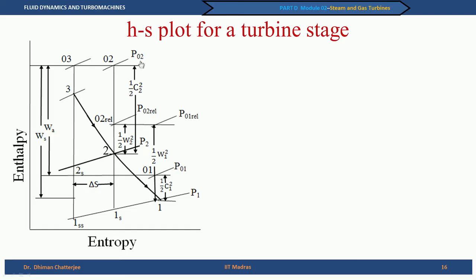For example, I can write that T 02 is equal to T 2 plus C 2 square by 2 C p, and we can connect the pressure also using the relationship we have derived earlier in terms of Mach number. Now, P 02 relative is connected with the velocity of W 2 instead of C 2. Similarly, P 01 relative is connected with the relative velocity W 1 instead of C 1, whereas P 01 is connected with the absolute velocity C 1.